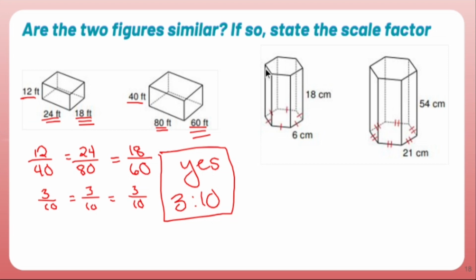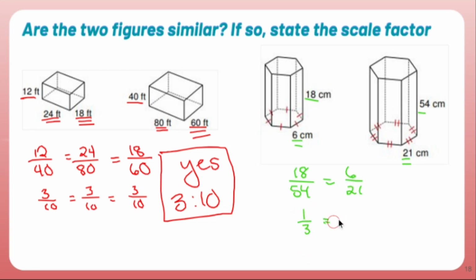Since I have a whole lot of congruent stuff going on here, I don't have to worry so much. 18 matches up with 54, so I'll do 18 over 54. That's got to match up with 6 over 21. 18 and 54, I can divide them both by 9, and then I can divide them both by 18. And that gets me 1/3.